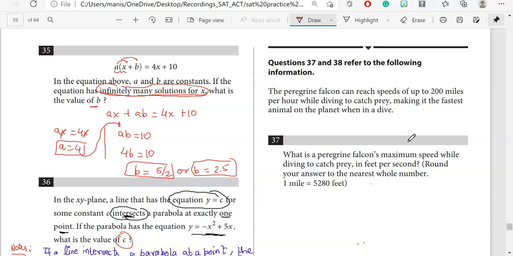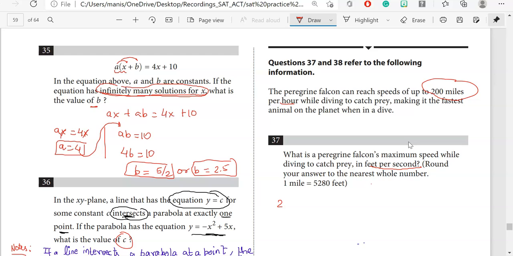Question number 37 and 38 refer to the following information. The peregrine falcon can reach speeds of up to 200 miles per hour while diving to catch prey, making it the fastest animal on the planet when in a dive. What is the peregrine falcon's maximum speed while diving to catch prey in feet per second? So they want us to change basically miles per hour to feet per second.